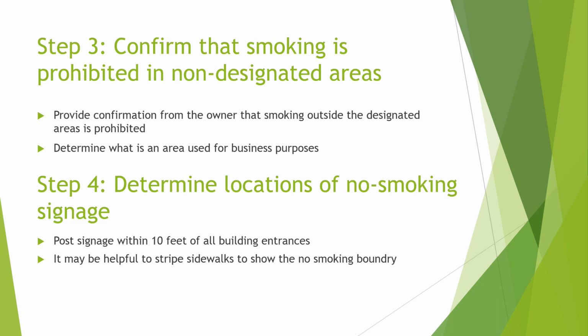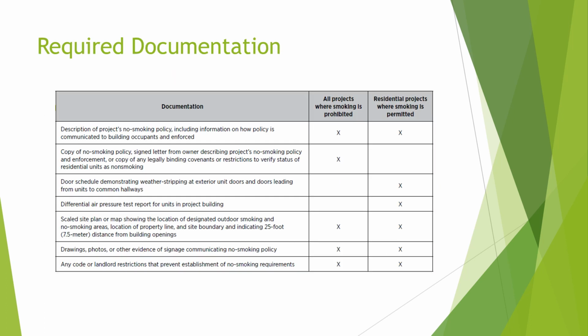Step 4, to determine locations of no smoking signage. Posting signage within 10 feet of all building entrances is required, though with the special caveat that schools must place it at the property line. It may also be helpful to stripe sidewalks to show the non-smoking boundaries if it is a crowded area and such signage can be easily overlooked.